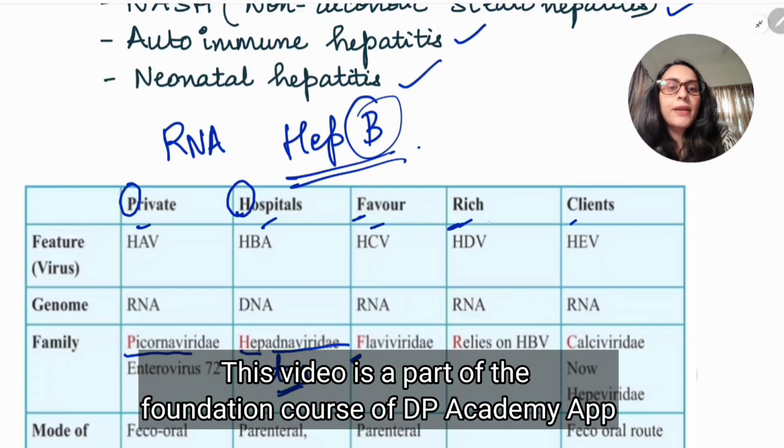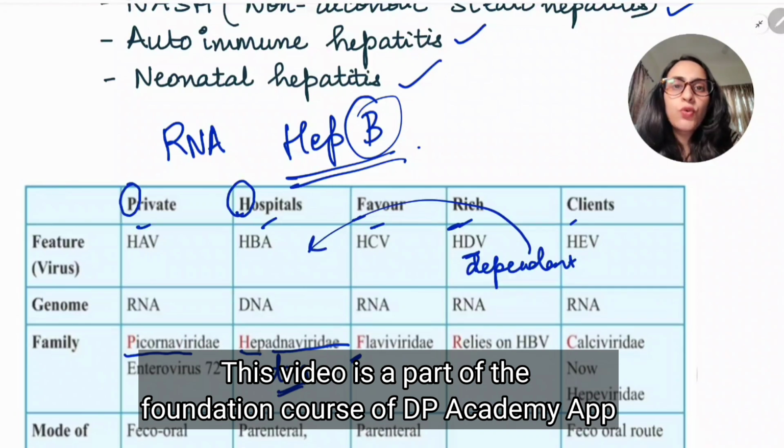R is hepatitis D. Remember, it is dependent. Hepatitis D is dependent on hepatitis B. So first hepatitis B occurs, and on top of that hepatitis D can occur, or hepatitis B and D can occur simultaneously. But basically hepatitis D is dependent on hepatitis B, so it is a hepatitis that relies on hepatitis B. So D is dependent on hep B.